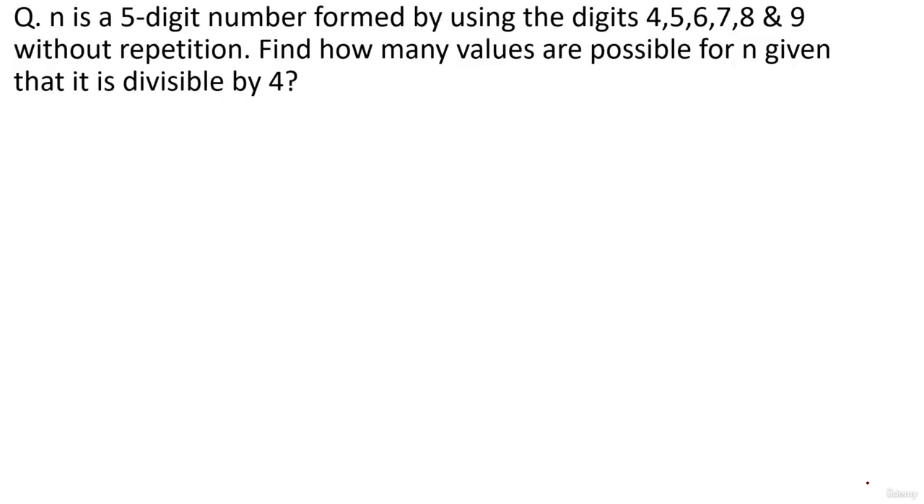Okay, let's go on to the next one. N is a 5-digit number formed by using the digits 4, 5, 6, 7, 8, and 9 without repetition. Find out how many values are possible for n given that this is divisible by 4.